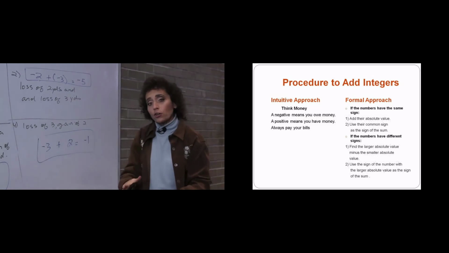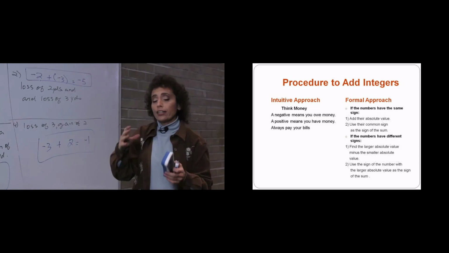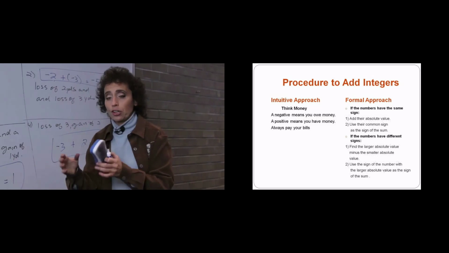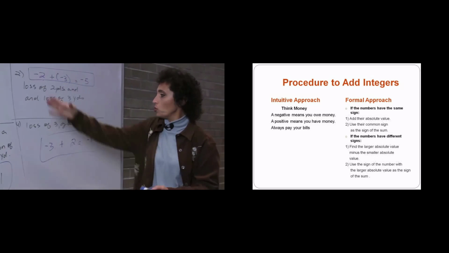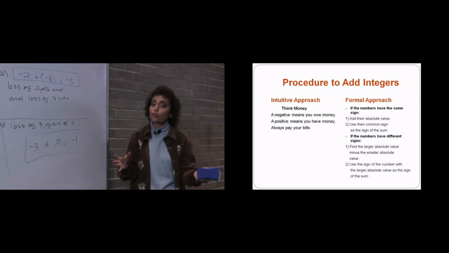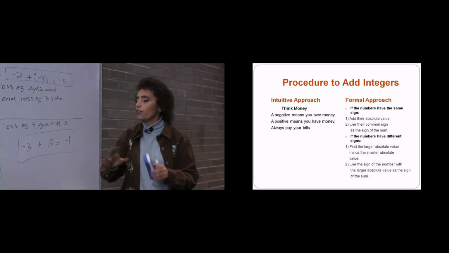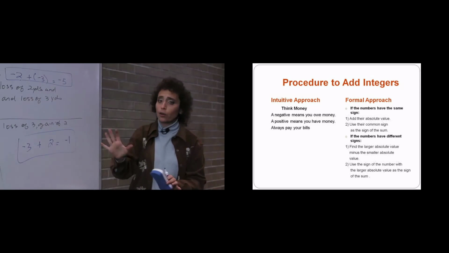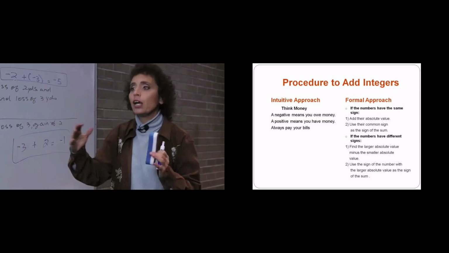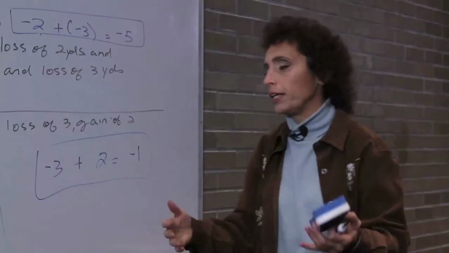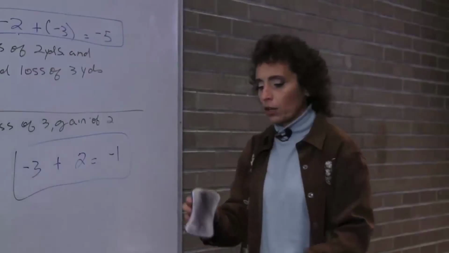In your notebook, or workbook, it says that there are two approaches for addition. You either have the intuitive approach, which is to think money, or this really thrown out approach, which is if the signs are the same, do this, and do all these things, which I'm not going to do. I'm not going to deal with the formal approach. If you'd like to, feel free, but I'm going to do the intuitive approach, which is money. So I'm just going to think money the whole way through.